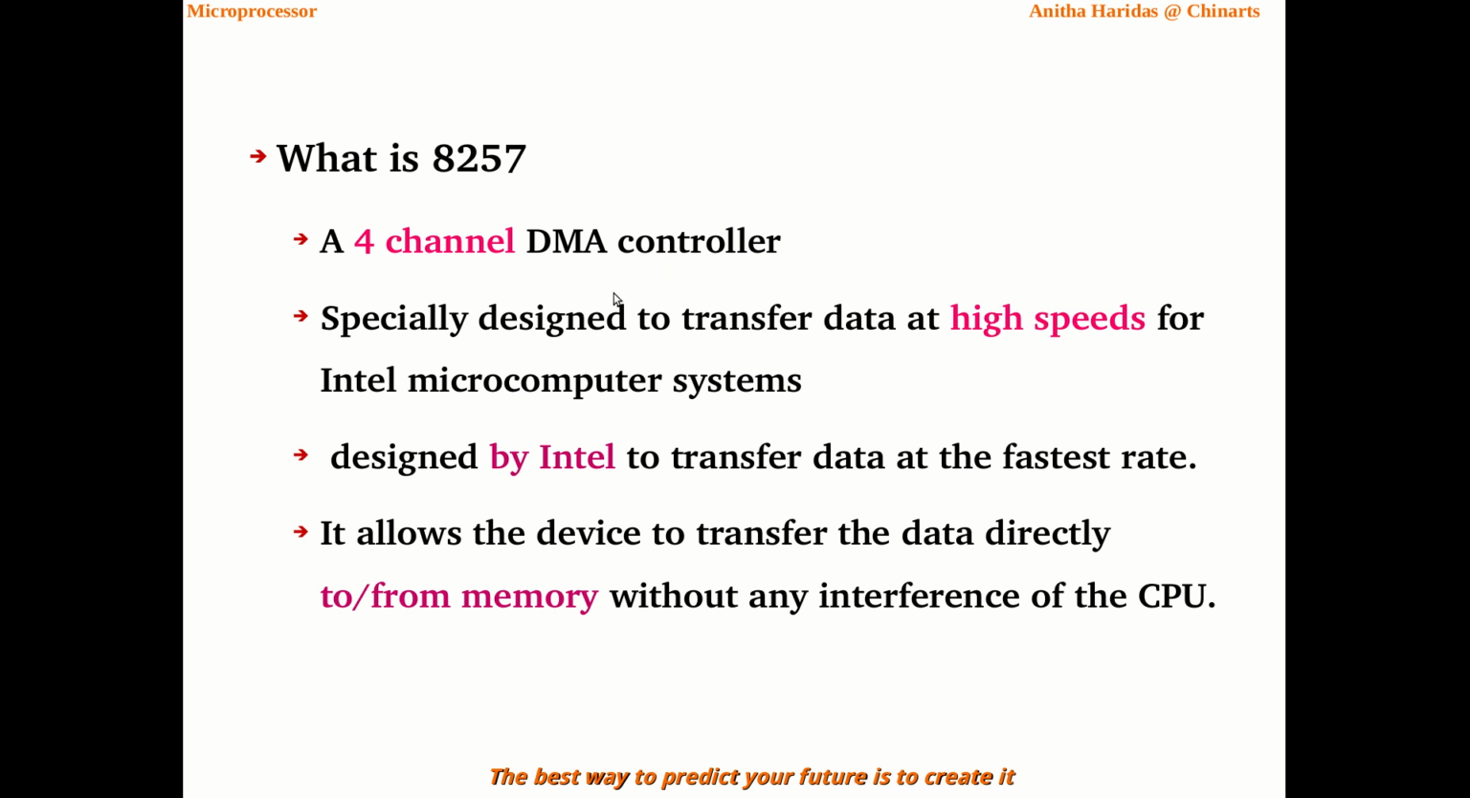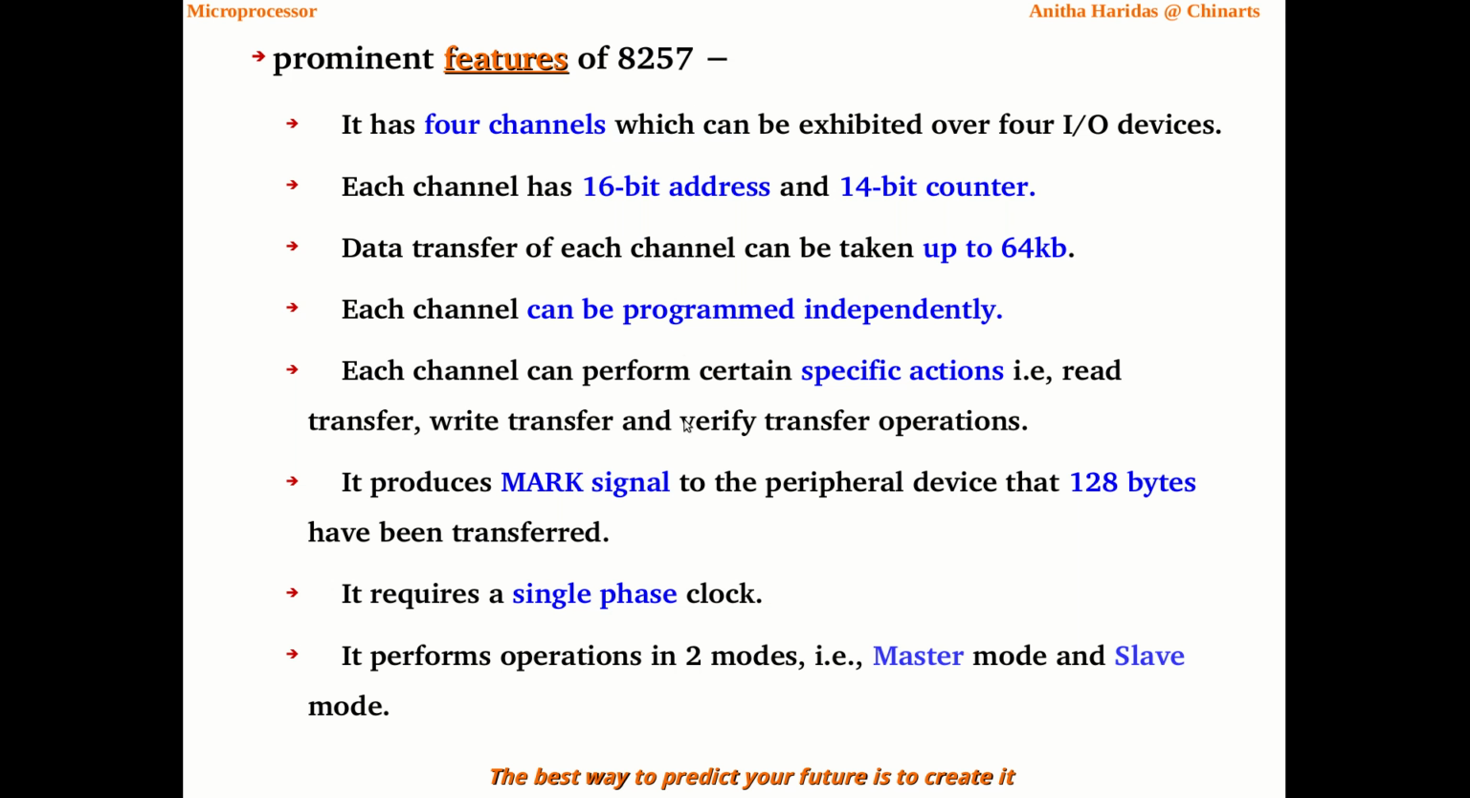Okay. So when you take the 8257 DMA controller, it is known as a 4-channel DMA controller. It is especially designed to transfer data at high speeds for Intel microcomputer systems. It is designed by Intel to transfer data at the fastest rate, and it allows the device to transfer the data directly to and from memory without the intervention of the CPU. Now these are some of the prominent features of 8257.